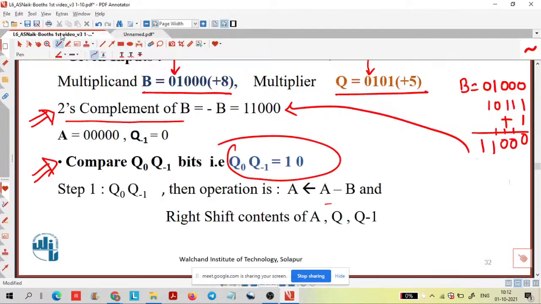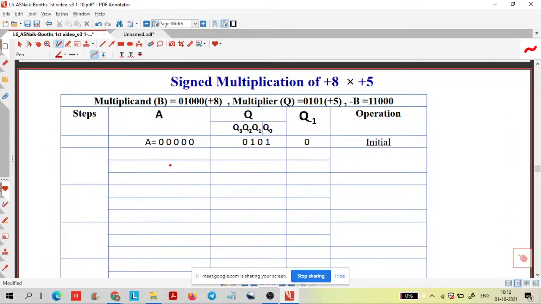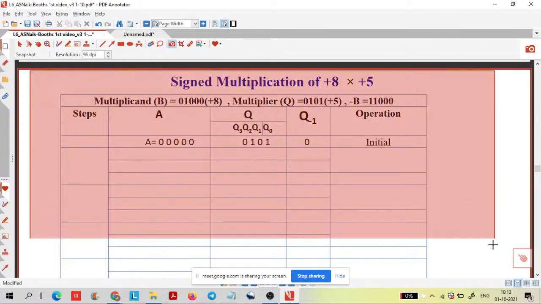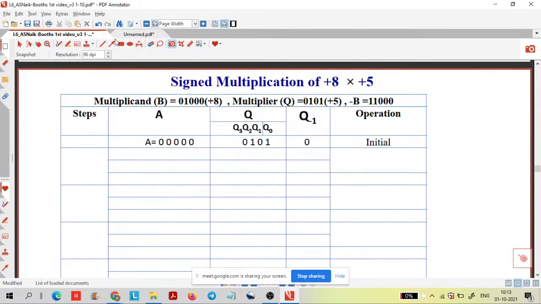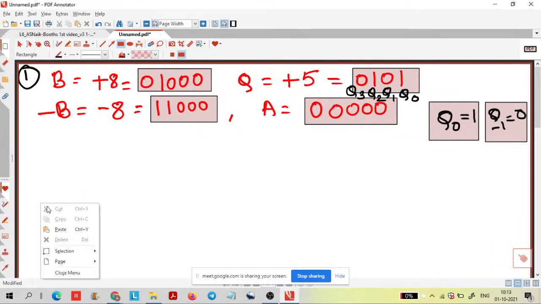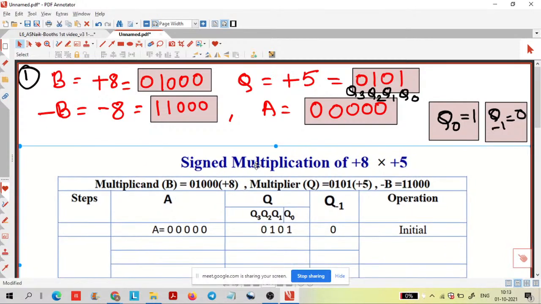Then, you have to write a table in this form. For this, crop, measure, insert, snapshot. I will take this snapshot. Paste, good. Okay, now what do we have to do?